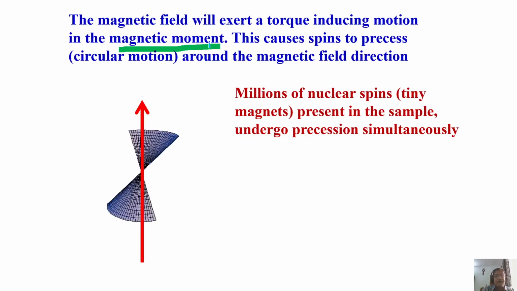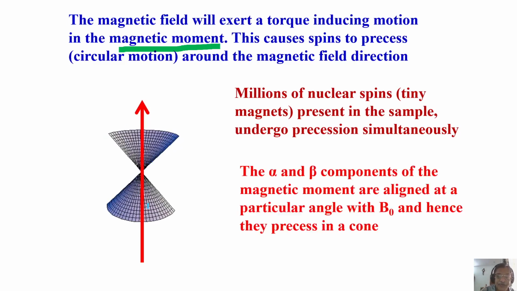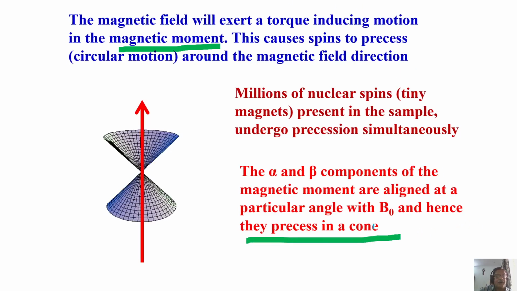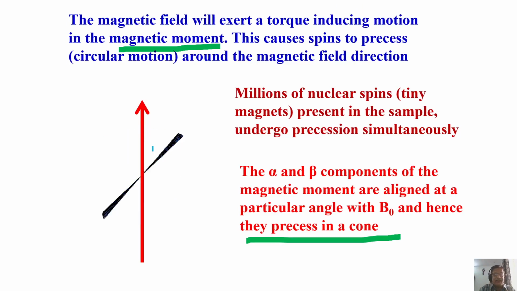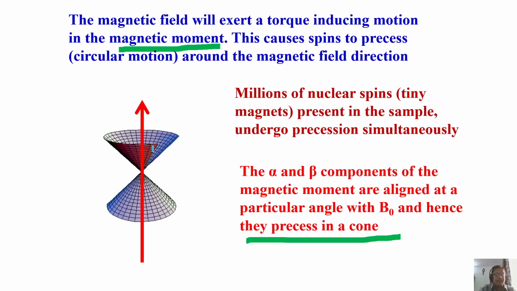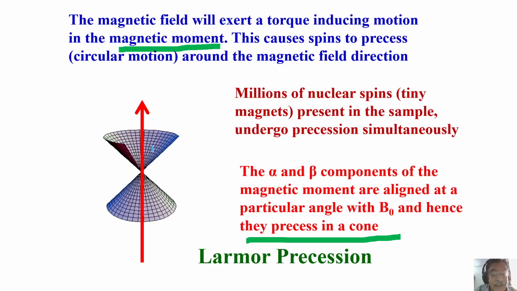Simultaneously they precess in the direction of the field, and in the direction opposite to the field, it appears as if it is forming two cones like this. The alpha and beta components of the magnetic moment align at a particular angle to the magnetic field. Because of this torque, they precess in a cone like this. This is an important thing. Remember the classical analogy: the aligned spins, magnetic moments, start precessing in this direction and this direction, two cones, due to two preferred orientations, and the torque the magnetic field induces on the spins. This is called Larmor precession.